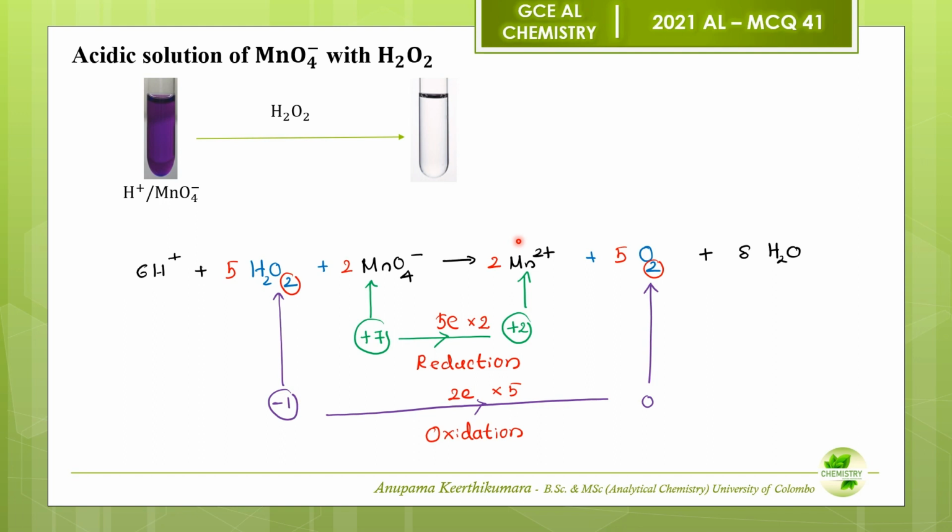To get the answer to the question, what we need is only the observation of this reaction. Now we will see the products. Permanganate ions are reduced to manganese 2+. The color of permanganate is violet, and manganese 2+ in aqueous solution appears as a colorless solution. Then hydrogen peroxide is oxidized to oxygen gas. Therefore, we can see the evolution of oxygen gas bubbles.